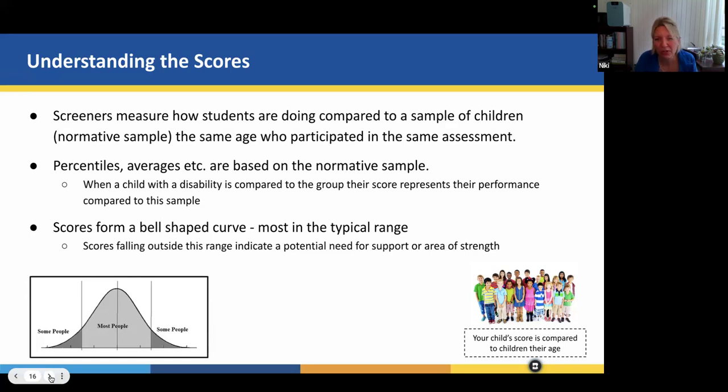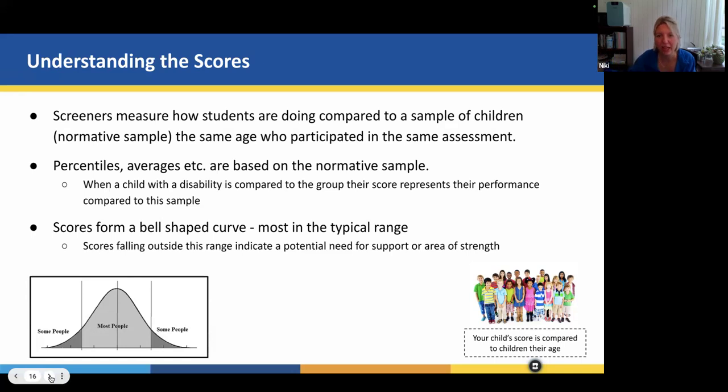Either way, I think it's important to understand how these screening tools are developed. And this goes for either an academic tool or a social emotional behavioral screener. So this is just a bit of Psych Assessment 101. Your screeners that are being used, they're measuring how students are doing compared to a sample of children. We call this the normative sample. The normative sample is made up of children that are the same age, and they participated in the design of the screener.